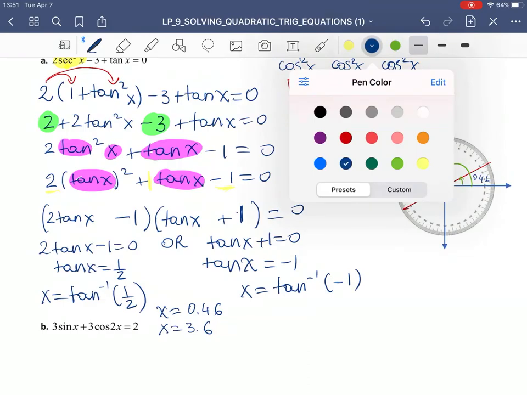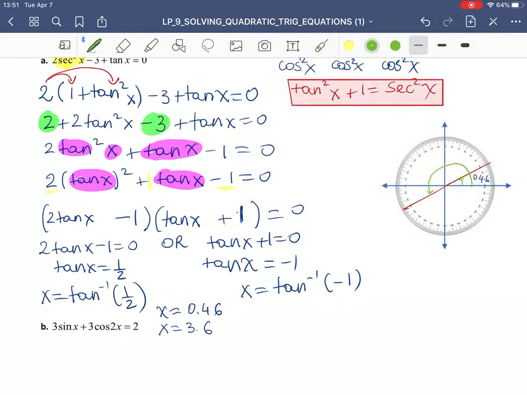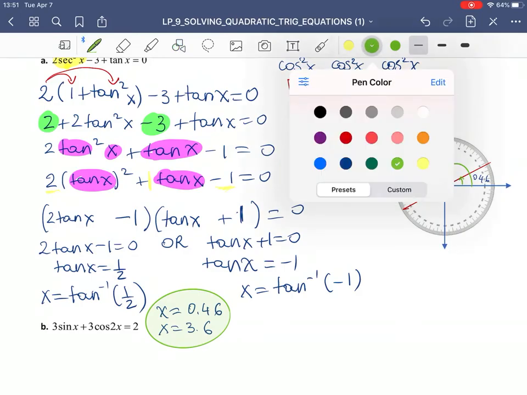So let's highlight this solution to start with, and we're going to go green for this answer. And there goes the first set of answers for this equation.